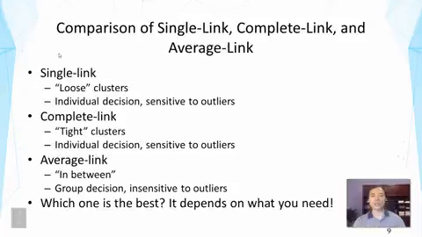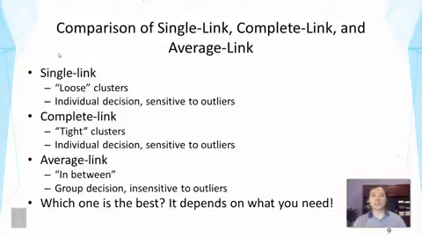So the 2 leaders of the 2 groups can have a good relationship with each other, and then they will bring together the 2 groups. In this case, the cluster is loose because there's no guarantee that other members of the 2 groups are actually very close to each other. Sometimes they may be very far away. Now, in this case, it's also based on individual decisions, so it could be sensitive to outliers.